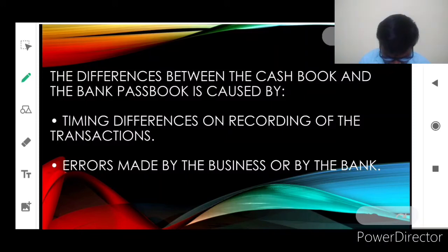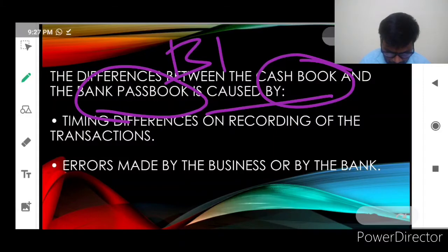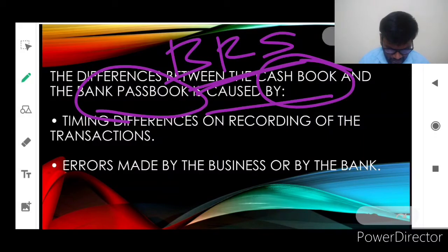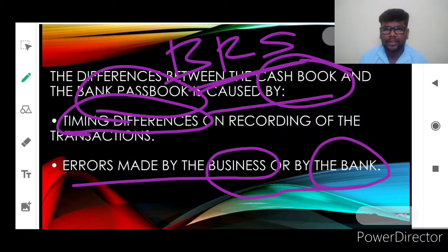Actually, the difference between the cash book and the bank passbook is the cause. Because of this only we are preparing BRS, called bank reconciliation statement. The differences fall under timing differences, and another one is errors made by the business or by the bank. So today in this video we are going to discuss very clearly all the timing differences.